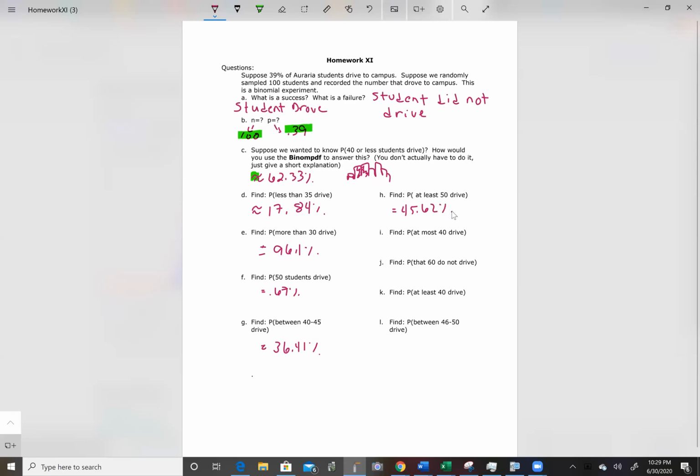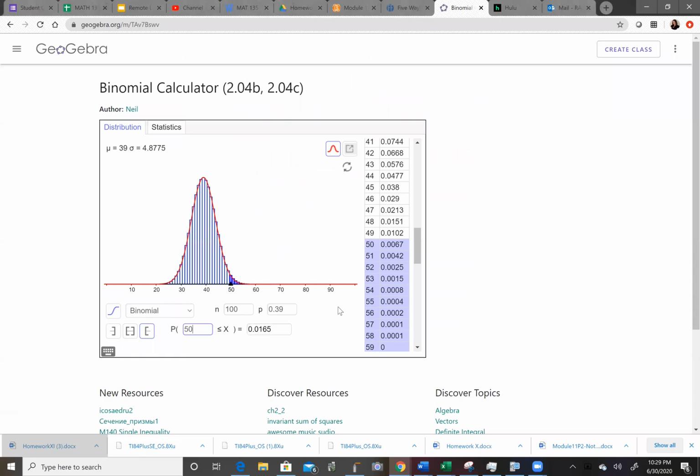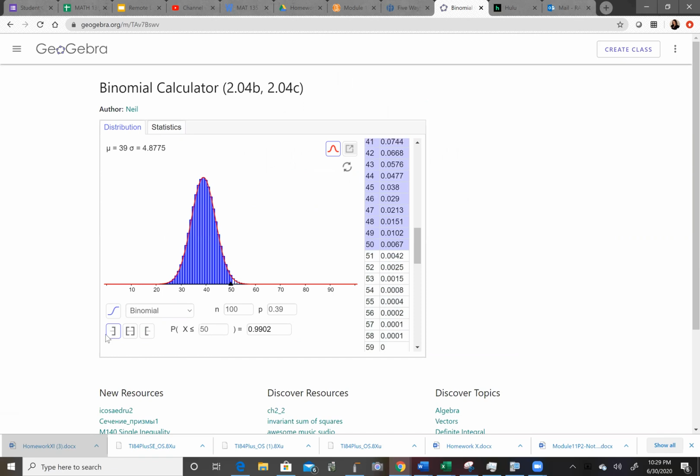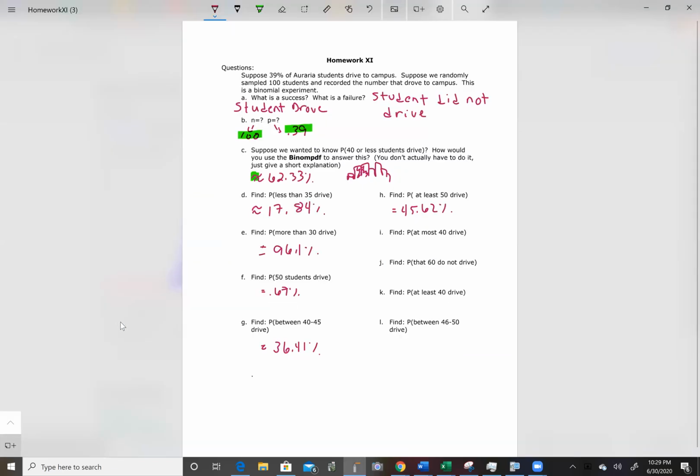At most, 40 students drove. So left hand, that's what we already did. At most 40 students drove is the same as 40 or less. So we did that at C. So that's going to be 62.33%.